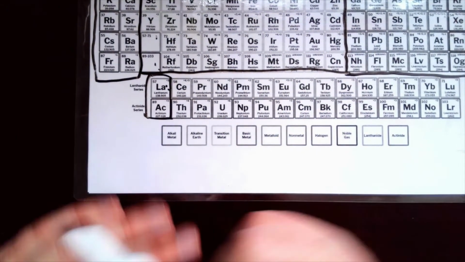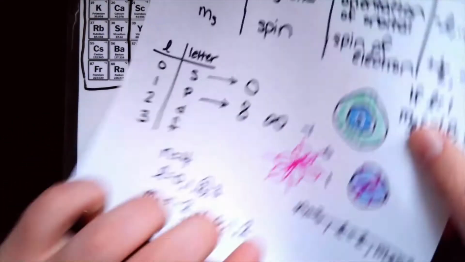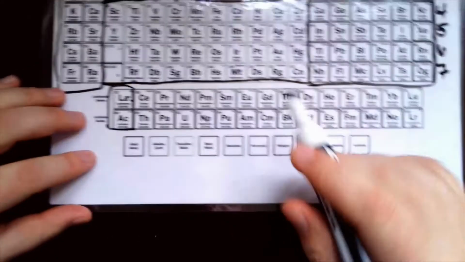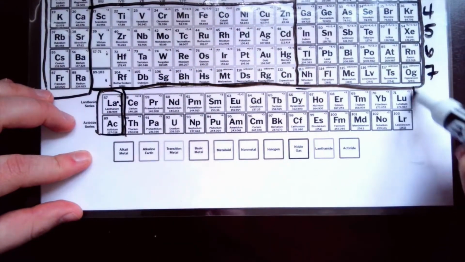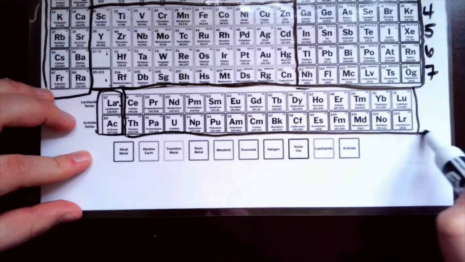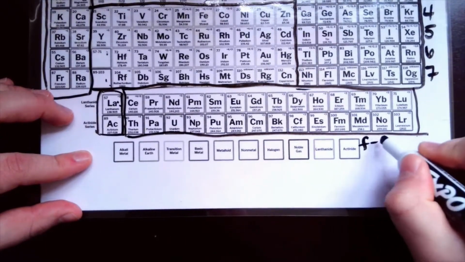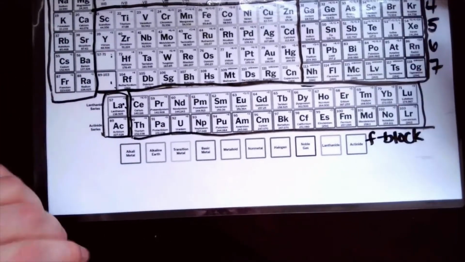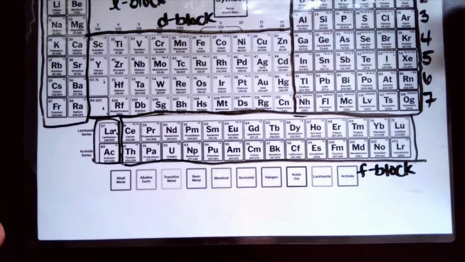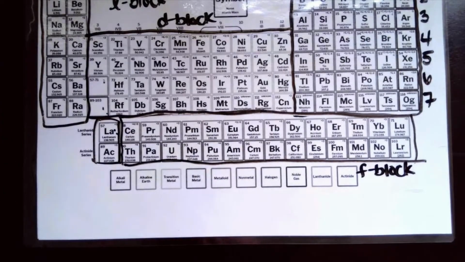And then lastly, after D, an L value of 3 is represented by the letter F, and the F block is just what's remaining, the rest of these two groups down here. So that is your F block. All right, so basically just based on the location, again, of an element on the periodic table, you know where its valence electrons are in terms of the first two quantum numbers.